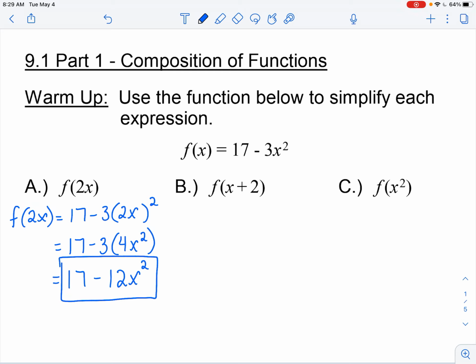Okay, so I want you to take a moment and try to do part B and part C. So pause the video and try to do part B and part C.